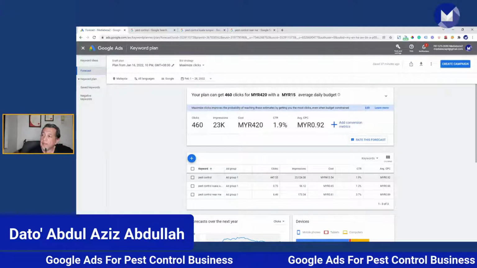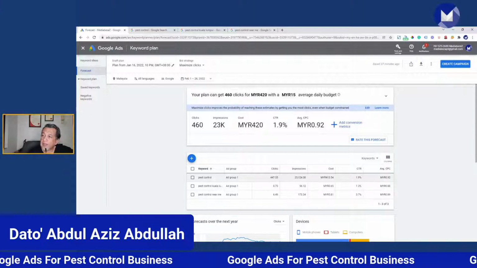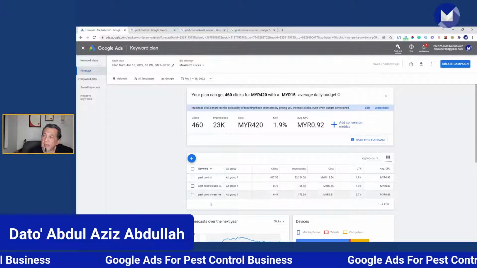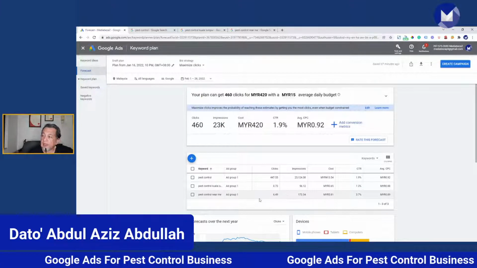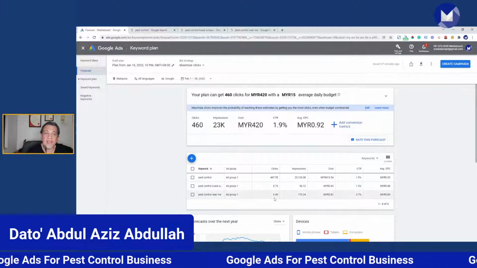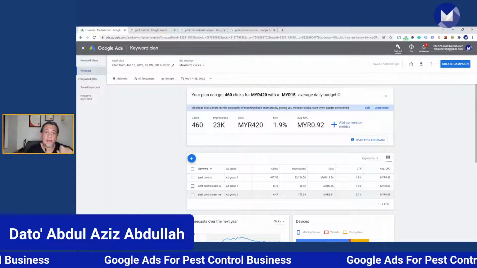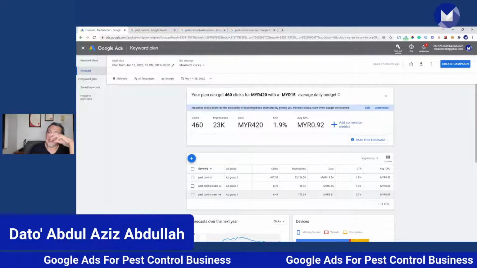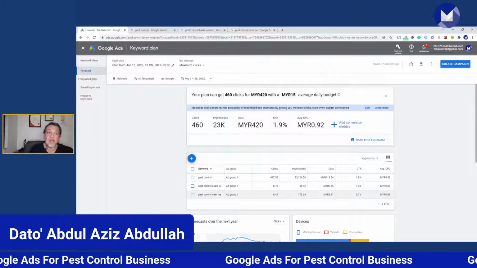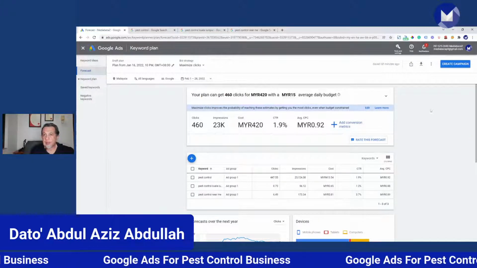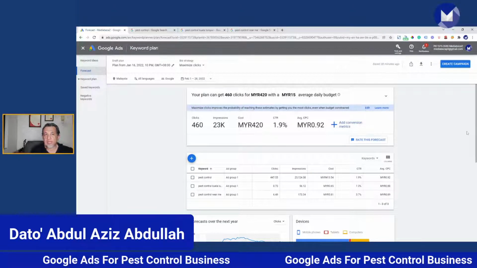For pest control Kuala Lumpur, very small, not even one click. And for pest control near me, you'll be getting about seven clicks. So this is Google's estimate. Now they are making an estimate of 460 clicks. Now, can we make an estimate of how much we are going to get from these clicks?